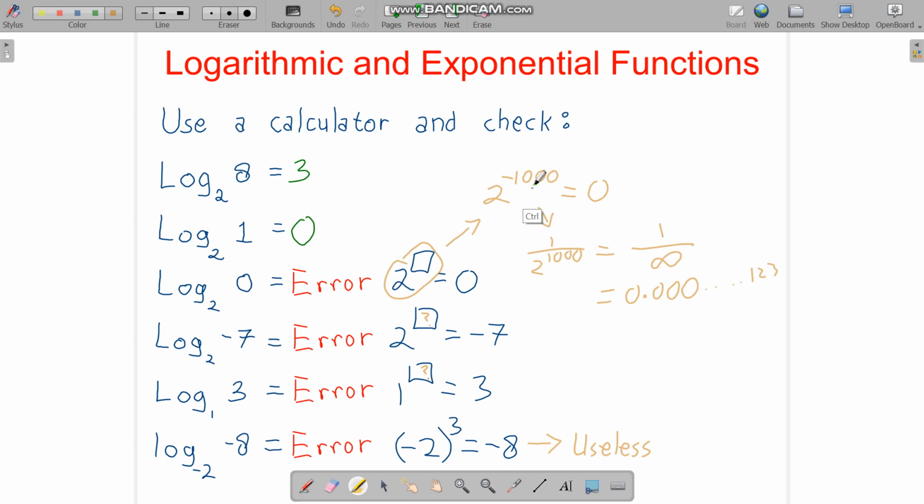It's got to be something positive. Now if you try using your calculator, you use 2 to the power of minus 100, the calculator will give you 0.